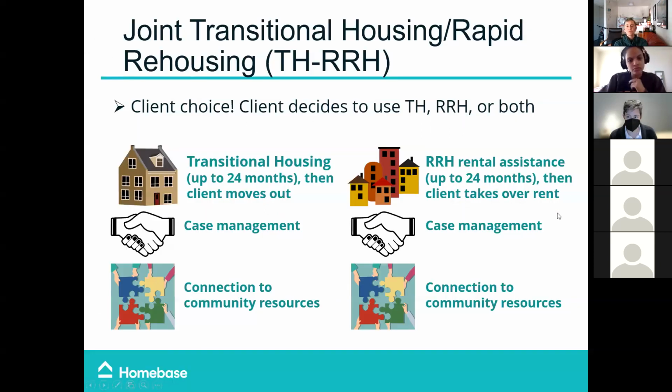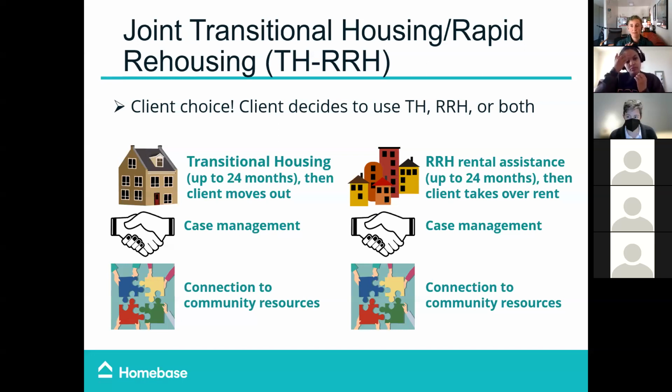Yes, okay. Great question about joint TH-RRH projects. So both include 24 months, or can you do separate 24 months of each? The answer to that, I'm fairly confident, is it's a total of 24 months. And it can be, the client gets to choose always, right?